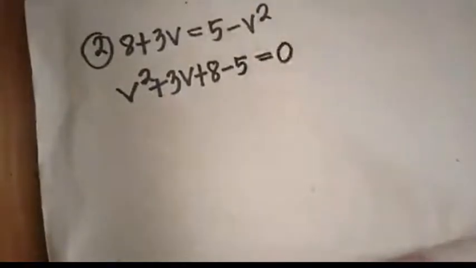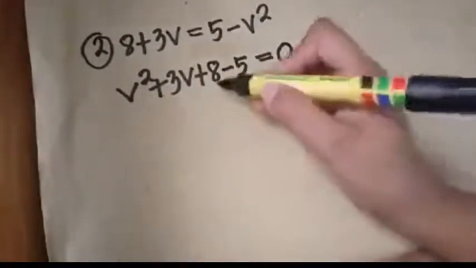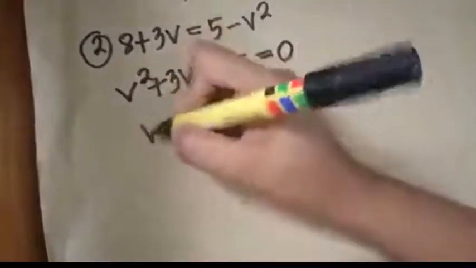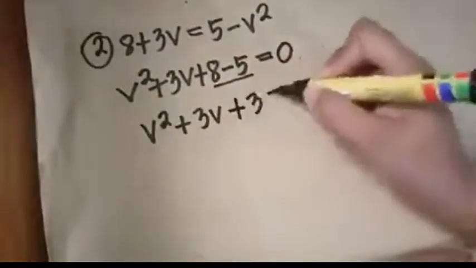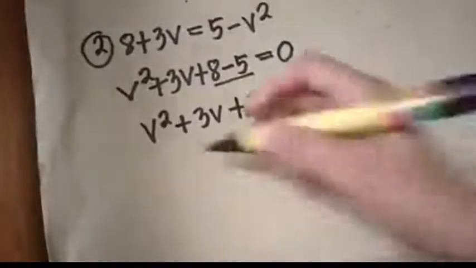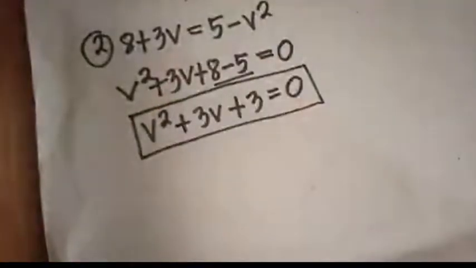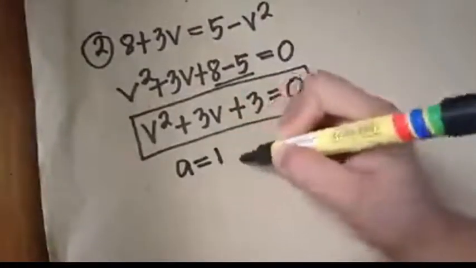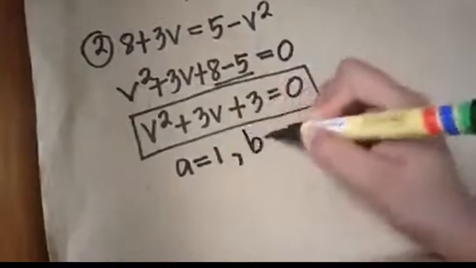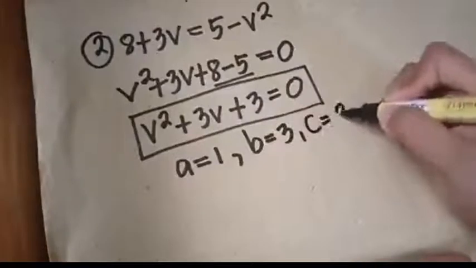So, equal to 0. Okay, next is to combine the similar terms. We can combine 8 minus 5. So, therefore, we have v squared plus 3v plus 3 is equal to 0. Okay? So, yan na yung standard form natin. Therefore, our A is 1. Our B, the value of B, is 3, while C is also equal to 3.